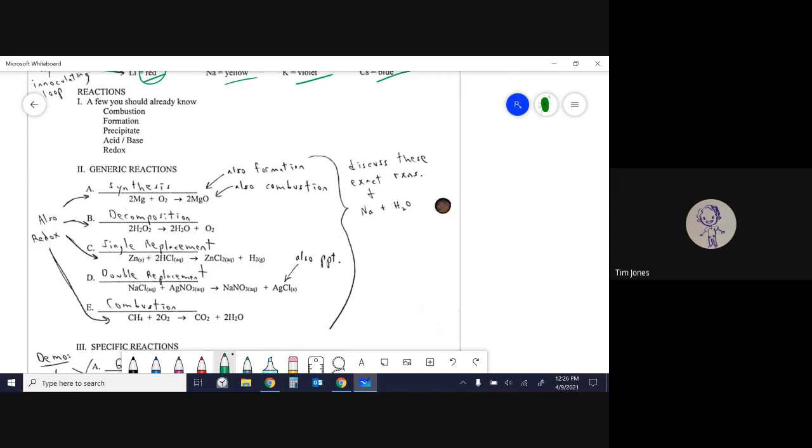Let's start with some reactions that you should already know. Combustion, which of course is just some sort of fuel plus oxygen doing what it does. Sometimes it makes carbon dioxide and water, but not always. So be aware of that. Formation is when you have the elements and then they form some sort of compound.